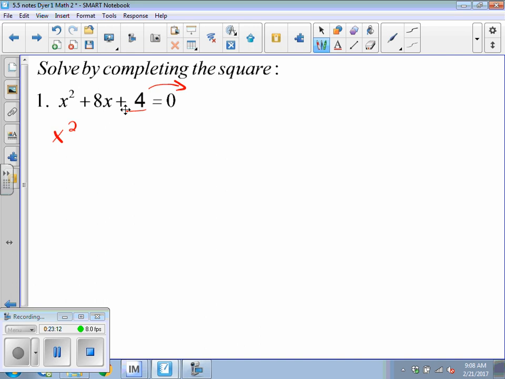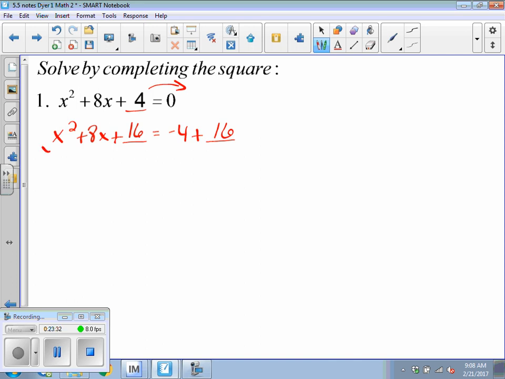So, take the one that doesn't work, move it over there. That leaves a blank, right? X squared plus 8x plus blank equals negative 4 plus blank. So our C needs to be 16. Half of 8 is 4, 4 squared is 16. So we're going to add 16 to both sides.